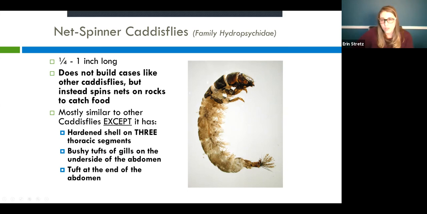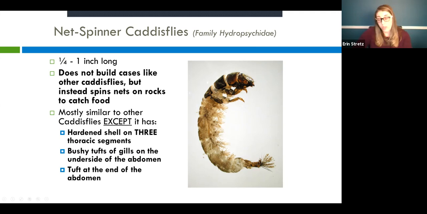Other caddisflies will have 1 hardened plate or 2 hardened plates, but the net spinning caddisfly is the only one that we'll find that has 3 hardened plates. So if you see these 3 hardened plates on the thorax, you can kind of assume that this is a net spinning caddisfly. The other really big thing to look for are these very obvious branching gills on the underside of the abdomen of the net spinning caddisfly.